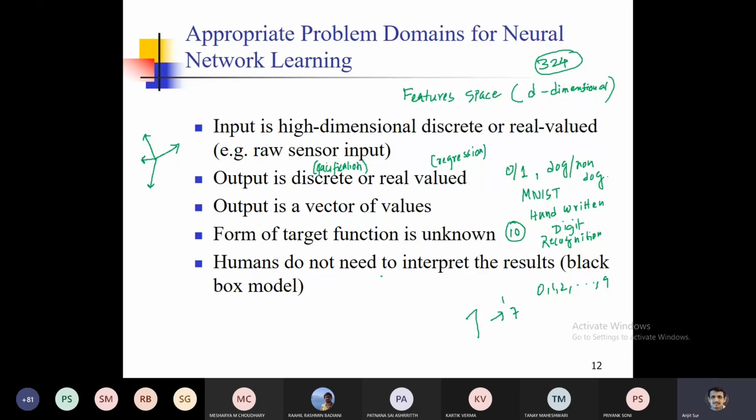The form of the target function is unknown. In a neural net, we are going to find a decision boundary, and this decision boundary is of a particular function. It may be linear, non-linear, quadratic, a highly ordered polynomial, or anything. So that target function is not known to us. Humans do not need to interpret the result.